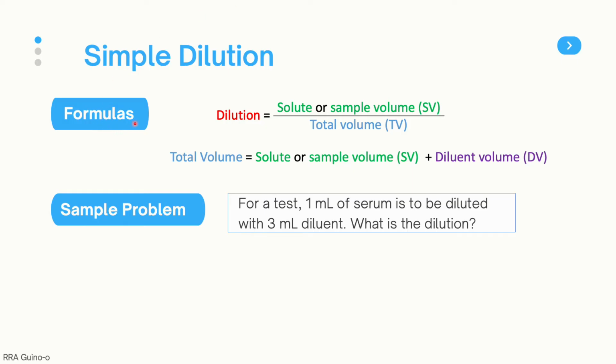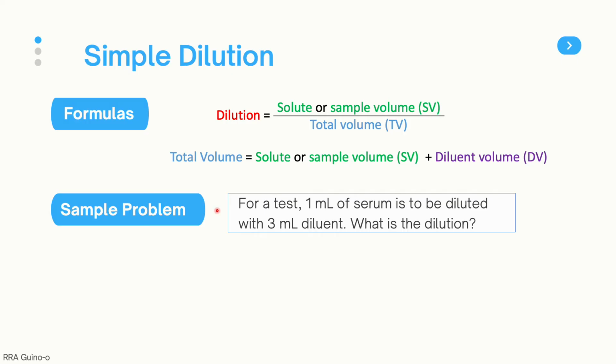Here is the formula for our simple dilution, which is dilution is equal to the solute or the sample volume over the total volume. And again, the total volume is equal to the solute or sample volume plus our diluent volume. So here we have a sample problem. For a test, 1 ml of serum is to be diluted with 3 ml of diluent. What is the dilution? So let's try to solve that. You can pause the video here while you try to solve, and unpause when you're ready to see the answer.